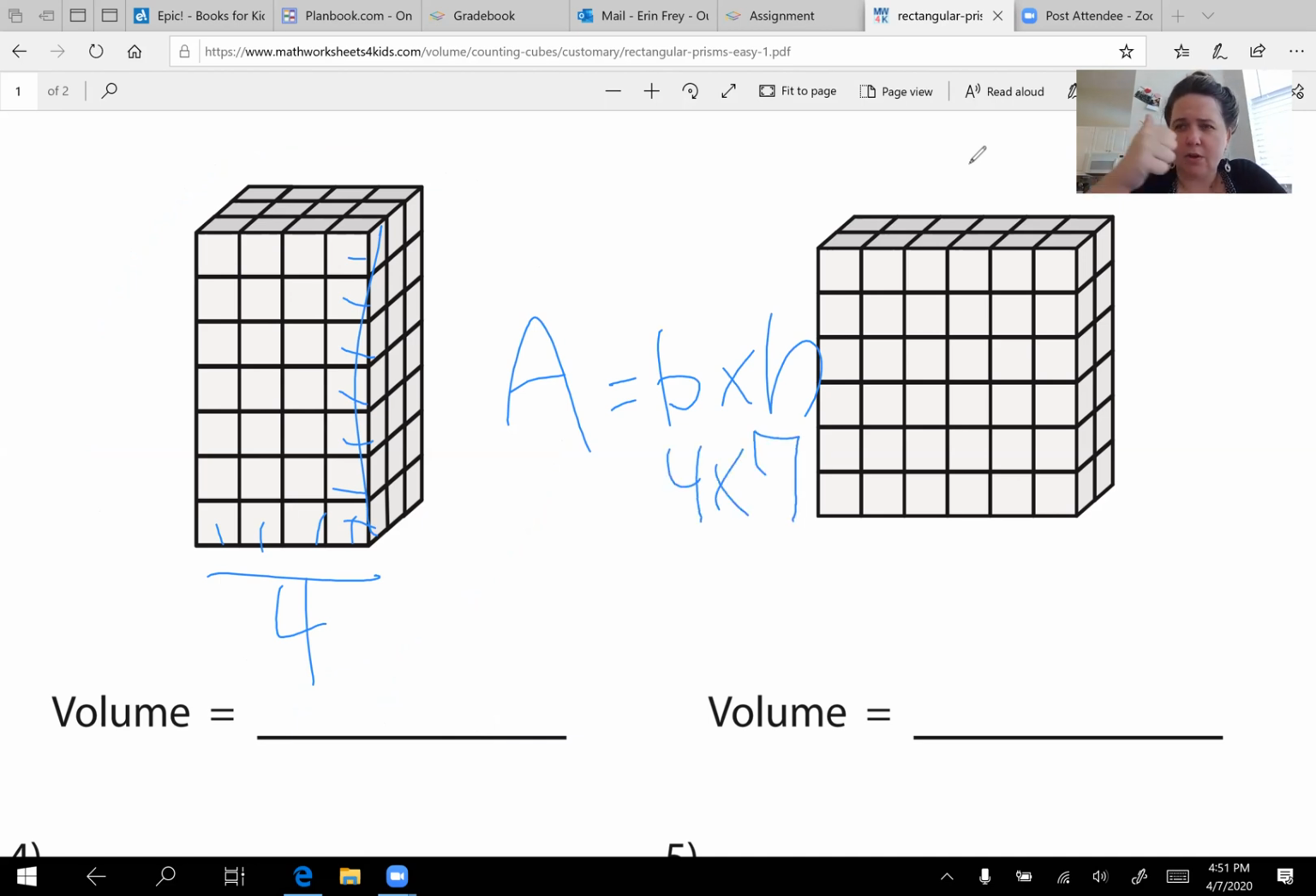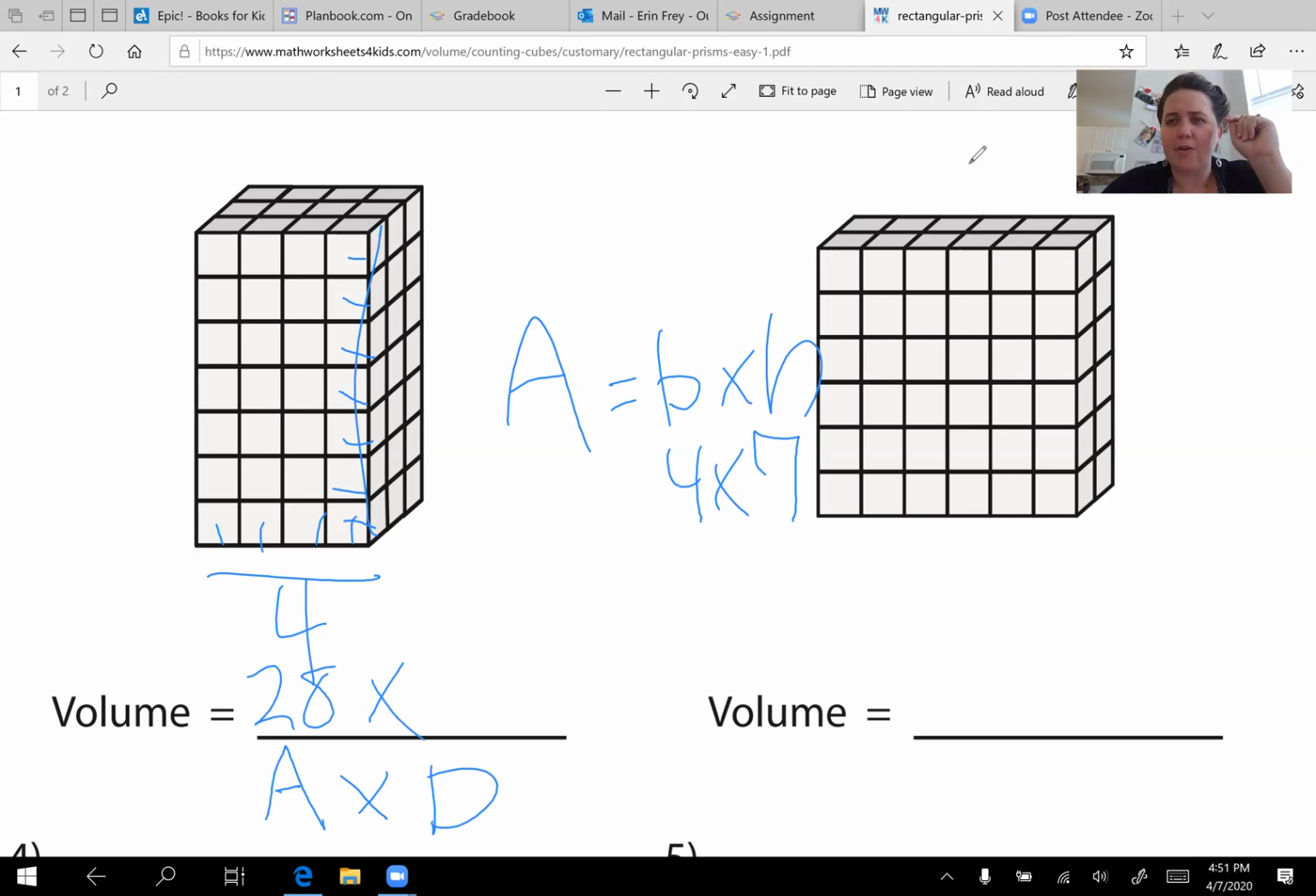I know my 4s. 4, 8, 12, 16, 20, 24, 28. Or I could do my 7s. 7, 14, 21, 28. It's 28 either way. So now the equation to find my volume is my area of my face times the depth. So the area of my face is, remember, 7 times 4, 7, 14, 21, 28. So I have 28 times depth.